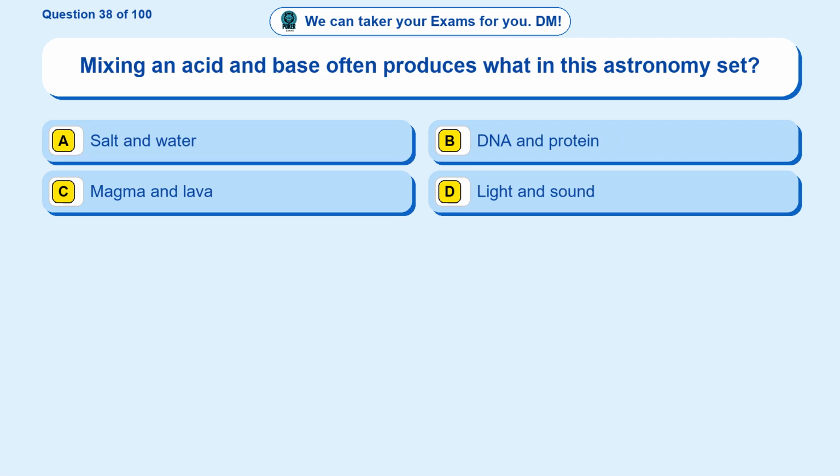Question 38. Mixing an acid and base often produces what in this astronomy set? Option A, salt and water. Option B, DNA and protein. Option C, magma and lava. Option D, light and sound. The correct answer is option A, salt and water.